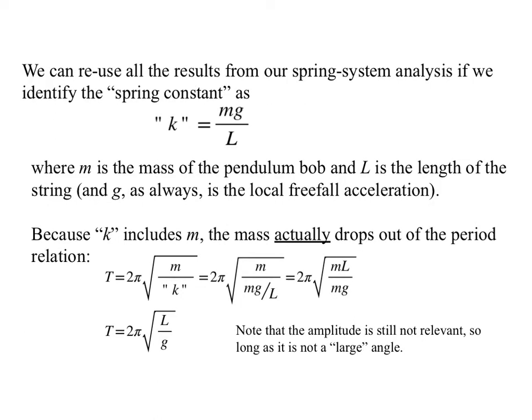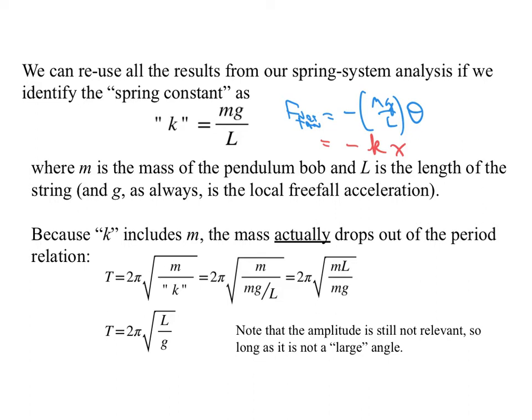Because the math is the same, we can reuse all the results from the spring system analysis, but we notice that the spring constant, this quote-unquote fake k, would be the weight over the length. And that's just coming from that formula for the tangent force, which is that the net tangent force was minus mg over L times theta, and this is analogous to minus kx. So our quote-unquote spring constant would be mg over L.